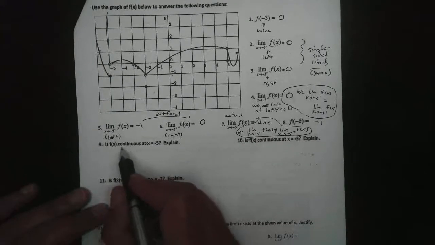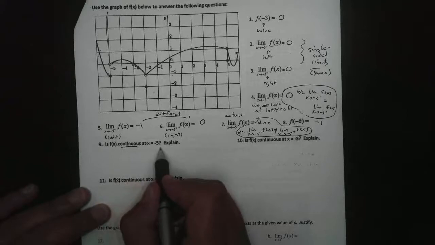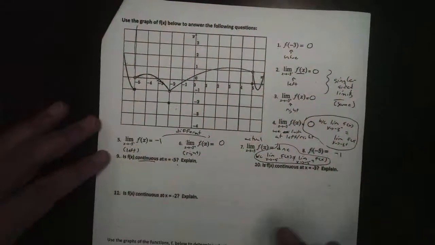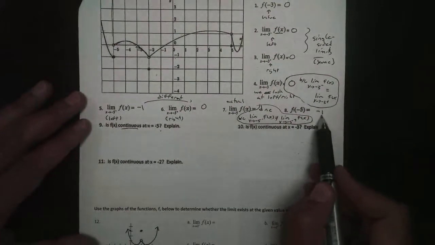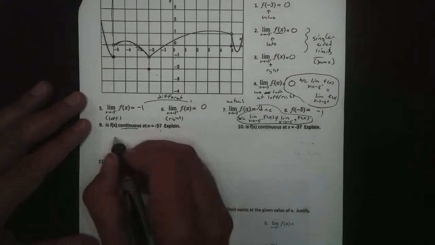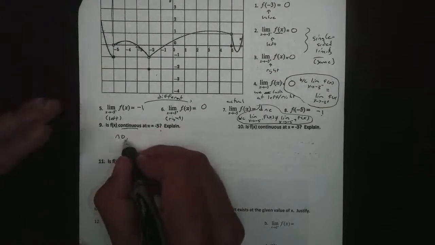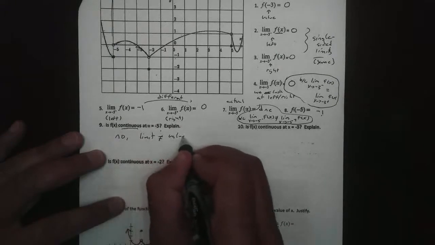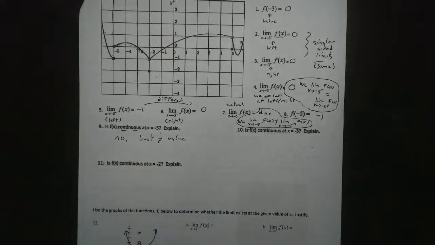We talked about this. Is the function continuous at -5? Remember, if we turn over to this page over here, we talked about continuity. It says if the limit and the value are the same, we call it continuous. So at -5, my value is -1, but my limit does not exist. So the answer is no. And the very simple reason for now is that the limit does not equal the value. We're going to get more specific about that later on.